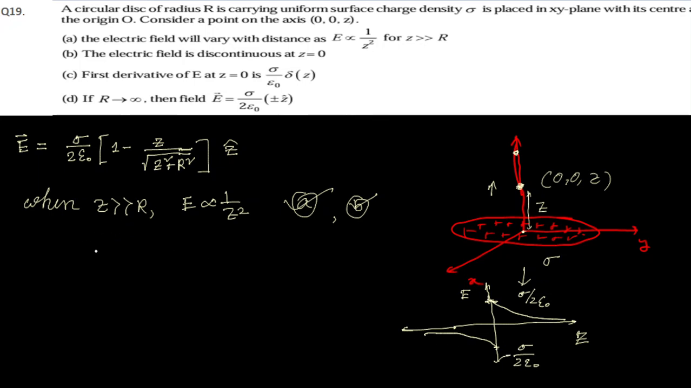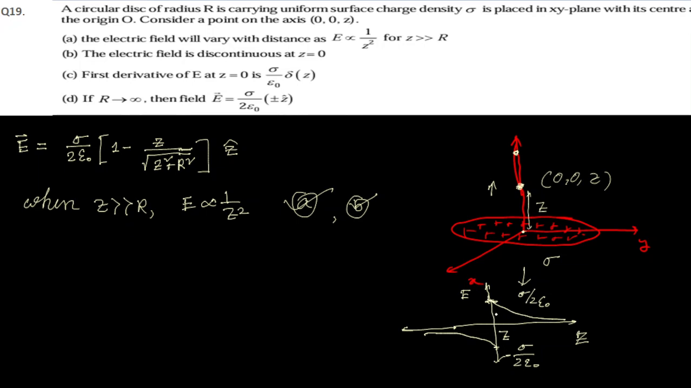So if any function has a finite amount of discontinuity at any point, and if you take the derivative of this function at this point, that will give you a Dirac delta function at this point. In this case you can see that at z equals 0, that is on the surface of this charge carrying loop, the electric field is discontinuous, and the amount of discontinuity, as we wrote in the last class also, will be q by epsilon naught. So a finite amount of discontinuity.